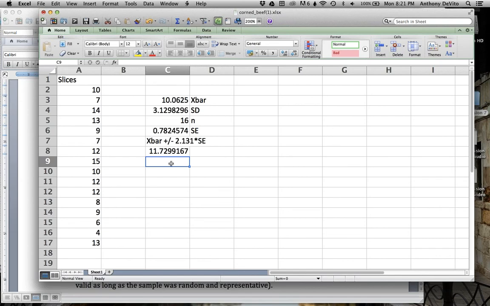And I'm going to repeat this again, except I'm going to find the lower limit of my confidence interval, which is going to be 10.06 minus 2.1131. I regret that I didn't actually type it into another box, times my standard error. So we're 95% certain that the average number of slices that you get on a pastrami sandwich in New York City is going to be between 8 and 12 slices.